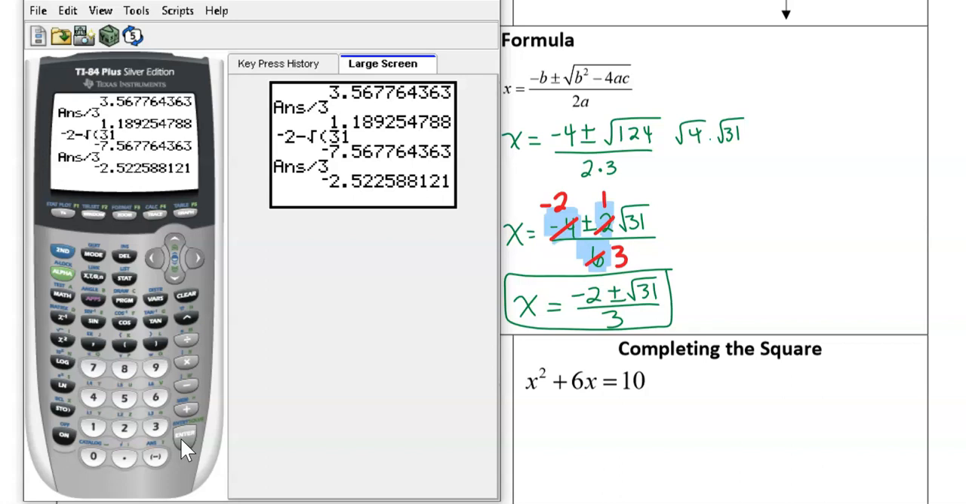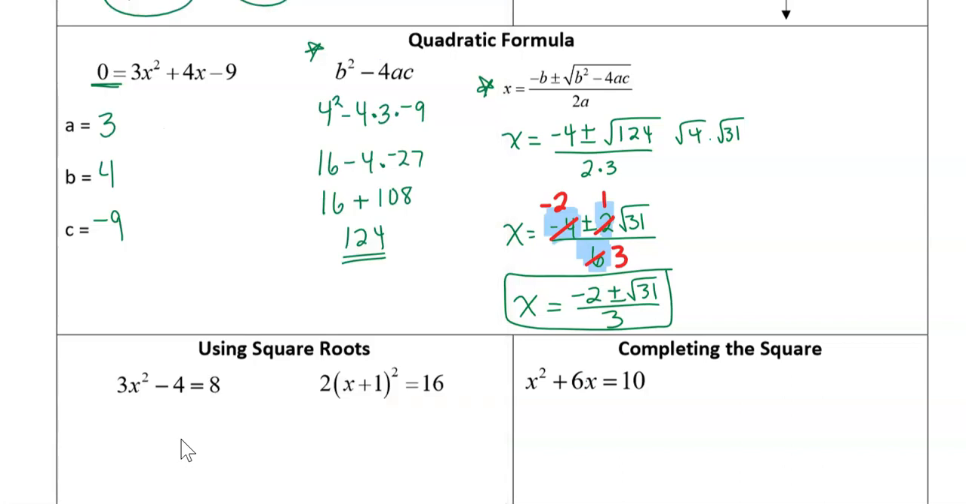-2.5. So those are our 2 answers, 1.2 and -2.5. So x equals 1.2 and -2.5. So we have an exact answer, and then we have an estimated answer, which is what our decimal is.